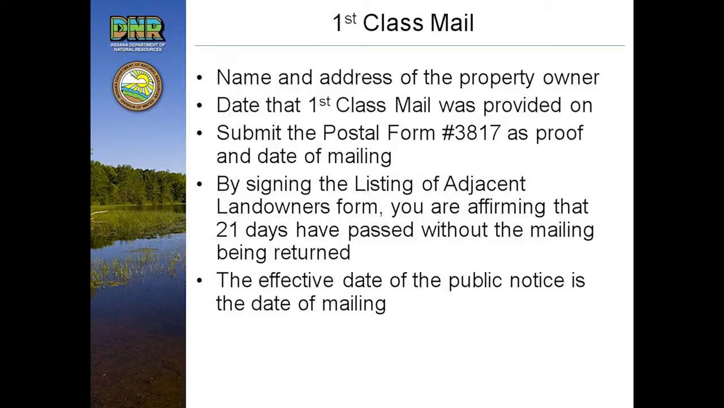If you provide public notice by first-class mail, the name and address of the property owner, date that the first-class mail was provided on, and a copy of PS Form 3817 as proof of mailing will need to be submitted to the department as proof of public notice along with State Form 52086, the adjacent property owner's listing. The person who signs the form is affirming that 21 days have passed without the mailing being returned. The post office will stamp a dated postmark on the PS Form 3817 indicating delivery of the public notice. Additionally, the effective date of the public notice is the date of mailing.